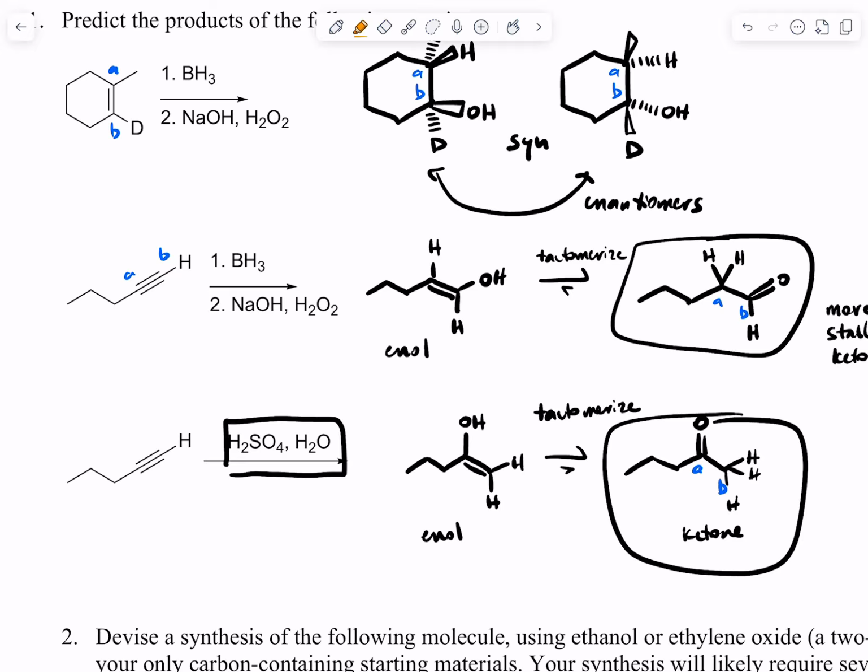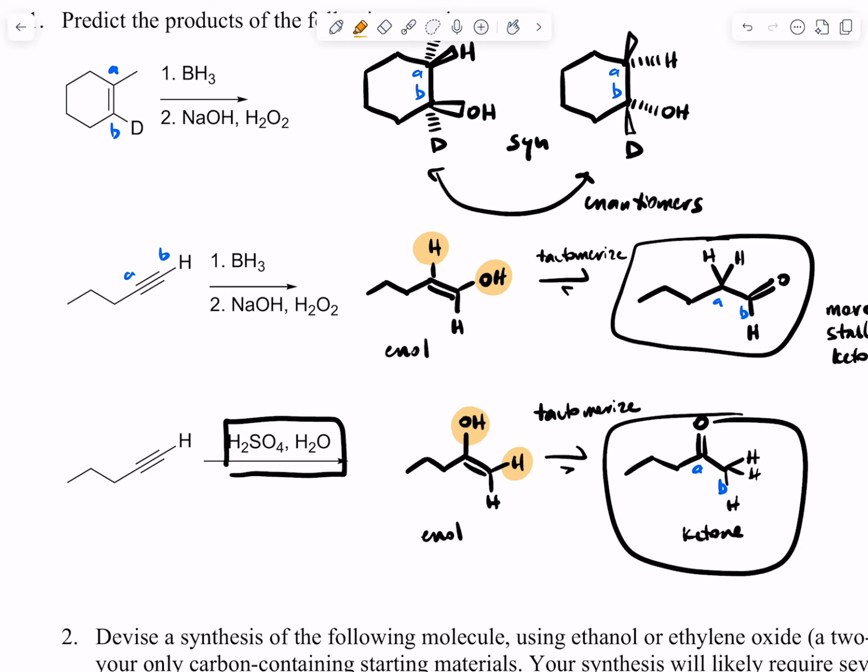It's called hydration because the things that you add are H and OH, which is water. That's why it's called hydration. The one up here is called hydroboration oxidation. You can remember that because boron is involved. And like alkene hydration, you're adding H and OH in place of one of the pi bonds of the alkyne.